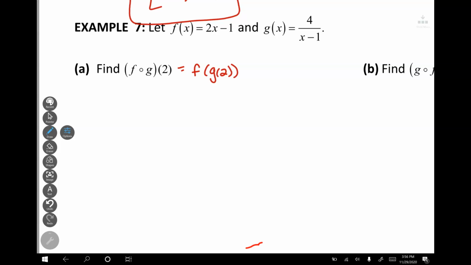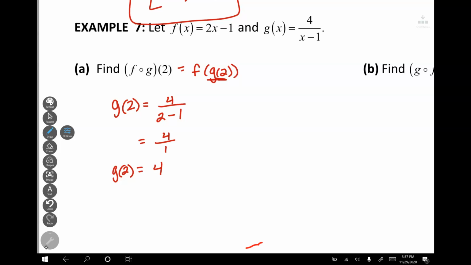Okay, so you want to start from the inside out. So I would start with finding g of 2. You want to find g of 2, and then you're going to plug that into the function f. So I'm going to start with g of 2. So that's 4 over 2 minus 1. That's 4 over 1. So that's 4. So g of 2 is 4.